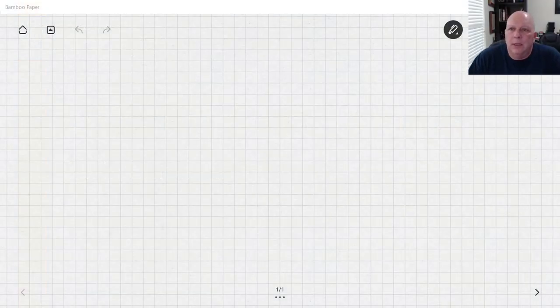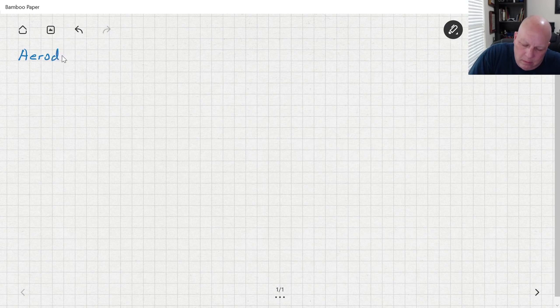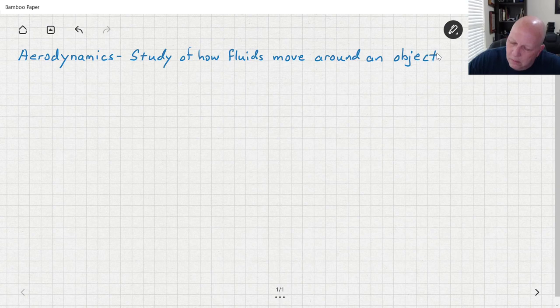Today we'll start our study of aerodynamics by looking at a few fundamental concepts from fluid mechanics. Aerodynamics is the study of how fluids move around an object. Now you'll notice I said fluids. We need to define what fluids means in a little more detail.